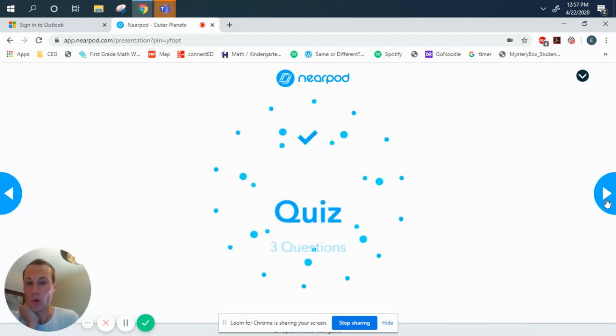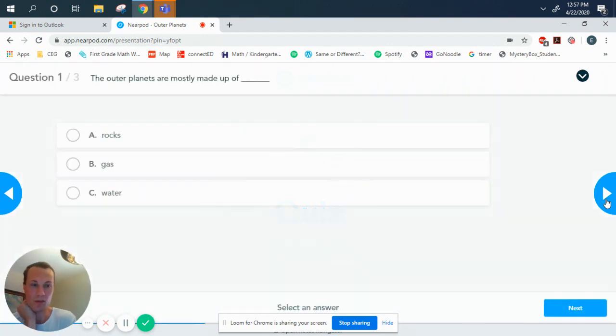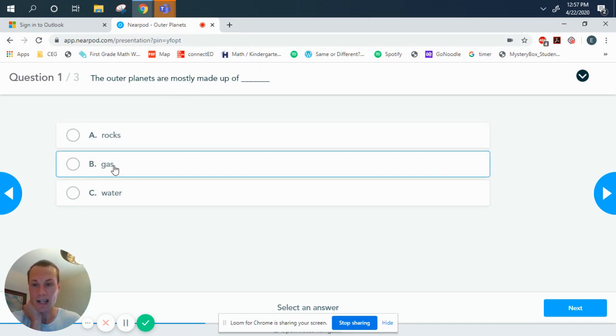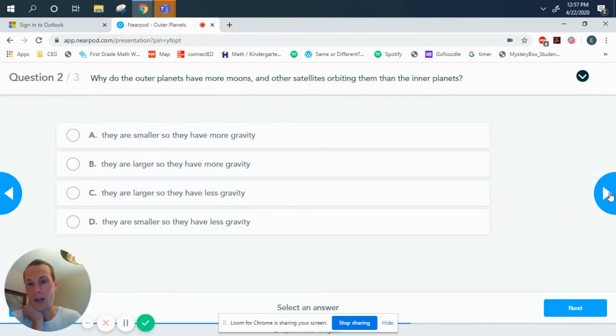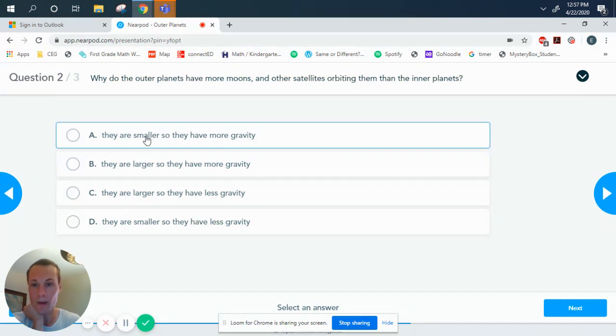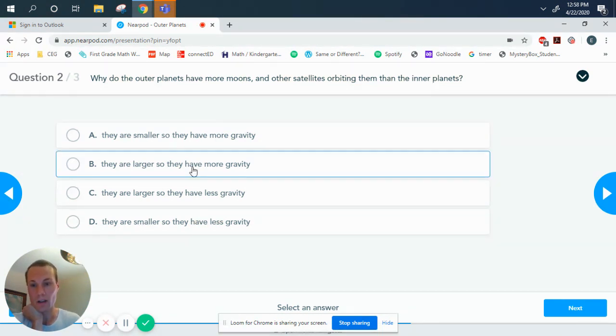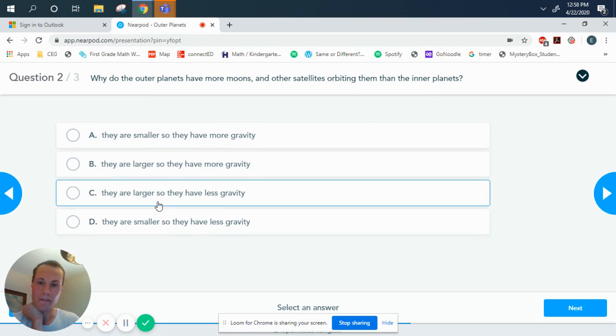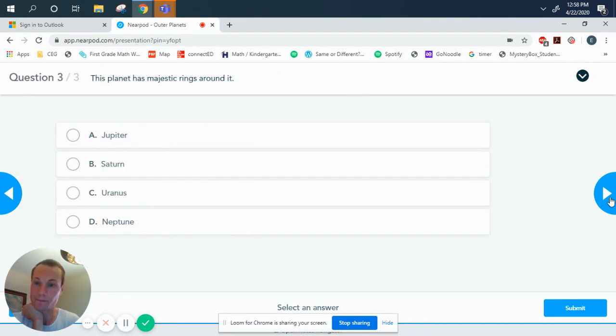After that is our quiz. Just write the correct answer. The outer planets are made mostly of rocks, gas, or water. That should be an easy one. Why do outer planets have more moons and other satellites orbiting them than the inner planets do? So why do the outer planets have more moons and satellites orbiting them? They're smaller, so they have more gravity. They're larger, so they have more gravity. They are larger, so they have less gravity. They're smaller, so they have less gravity. Pick your answer, write the letter.